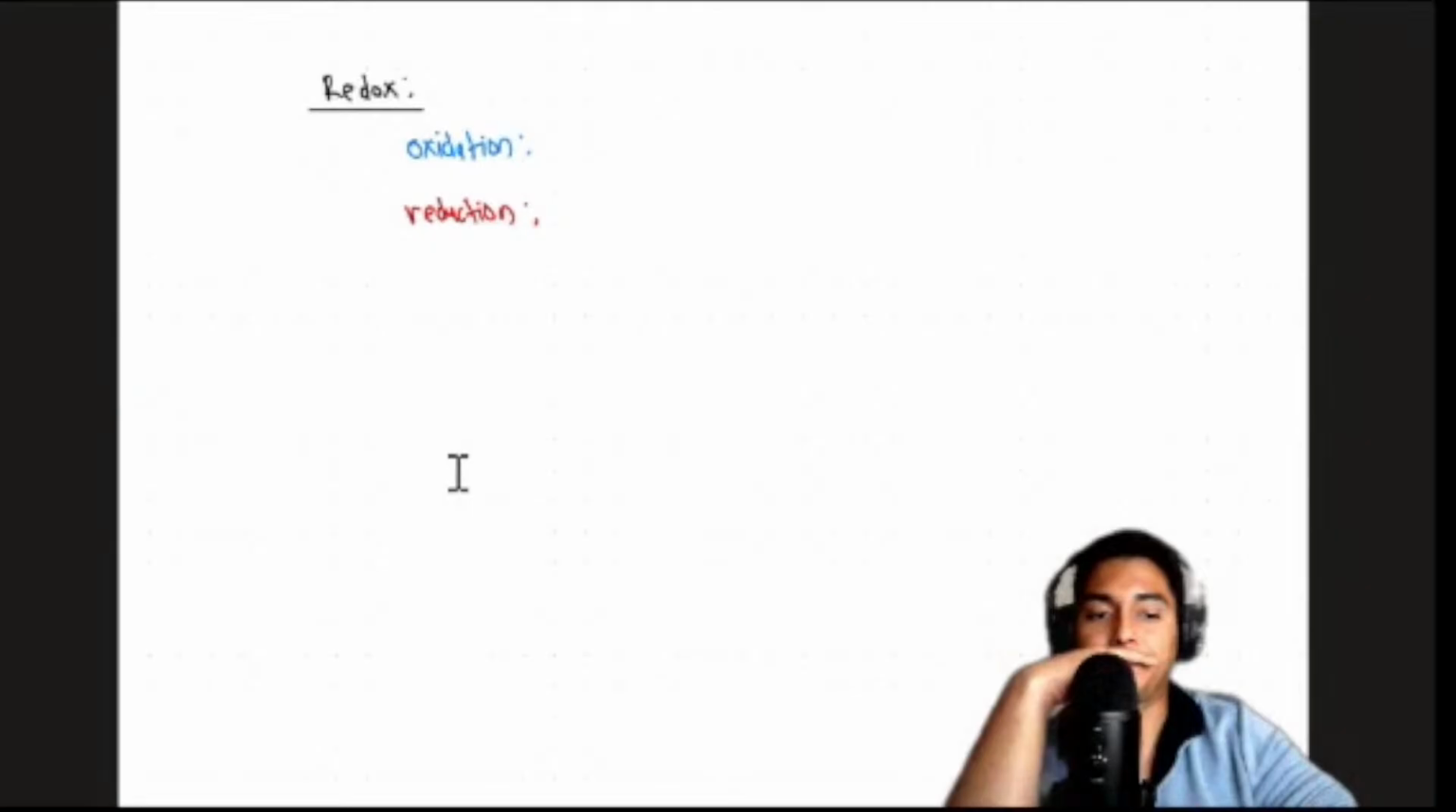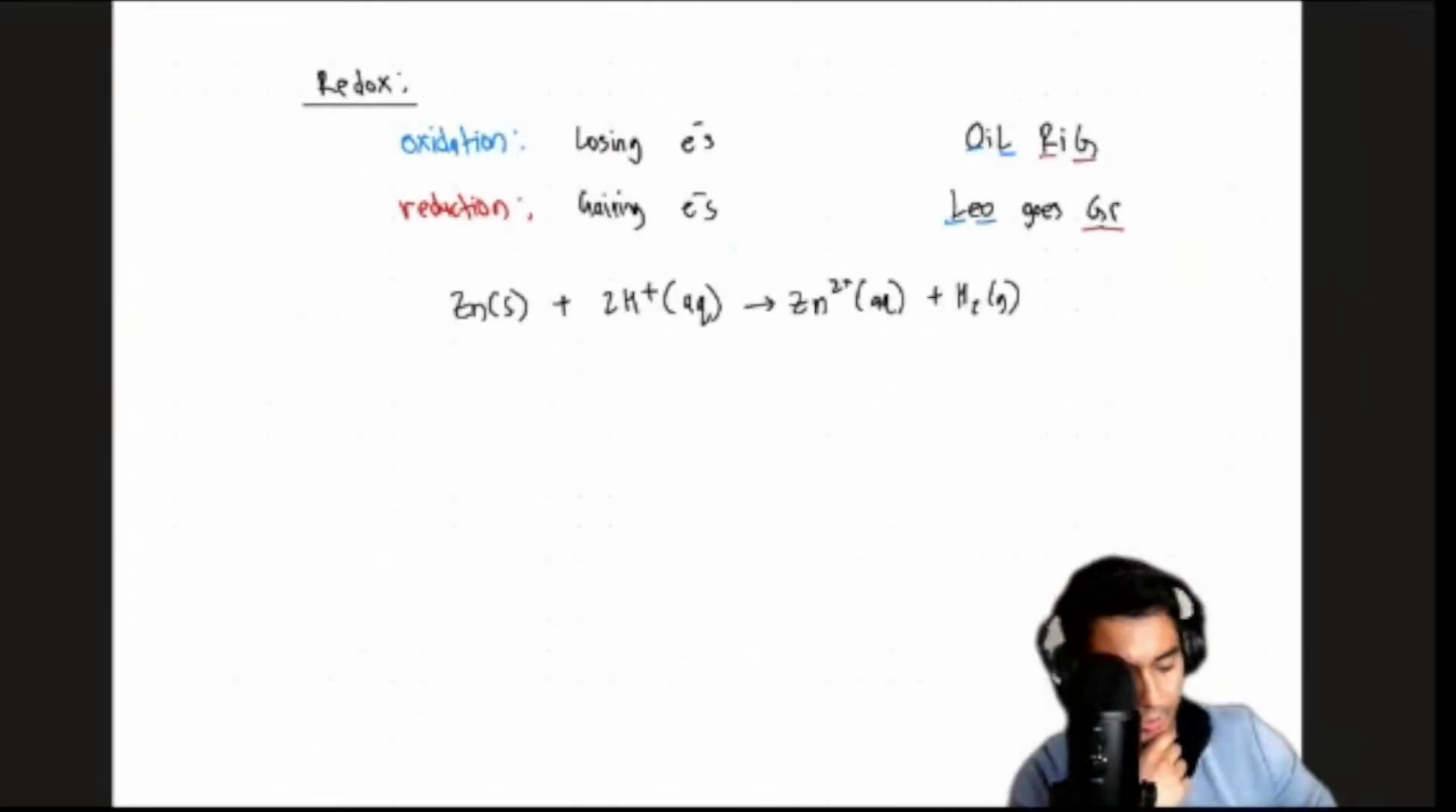The one that I did was OIL RIG. Okay, OIL RIG: oxidation is loss and reduction is gain. And another one that people do that's perfectly fine is LEO goes GER. So that's how you memorize oxidation versus reduction. OIL RIG. Very good. All right, so in this case, we have Zn solid and 2H+. So I know this may be a challenging topic, but we're going to break it down together.